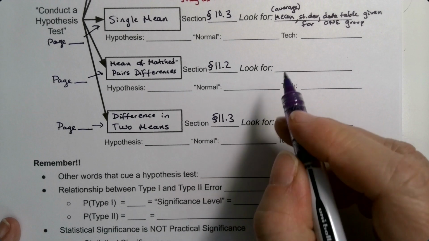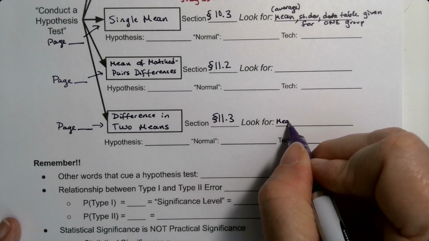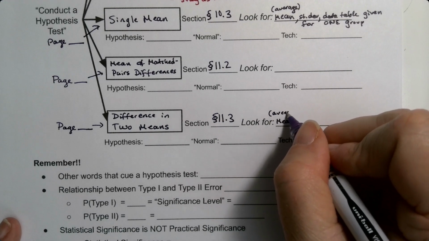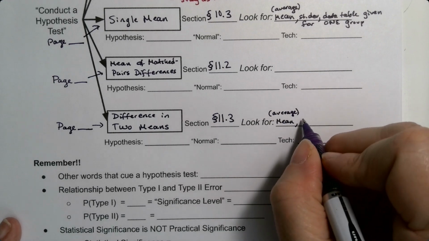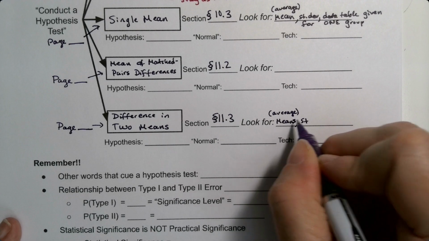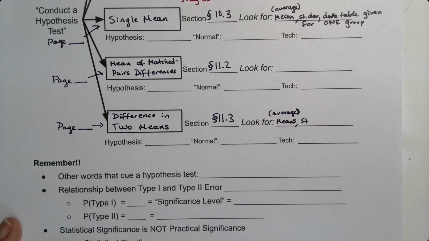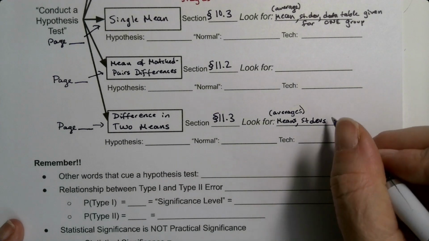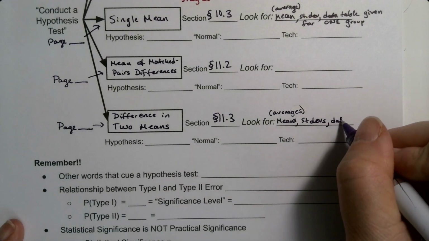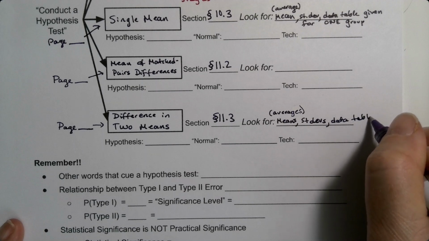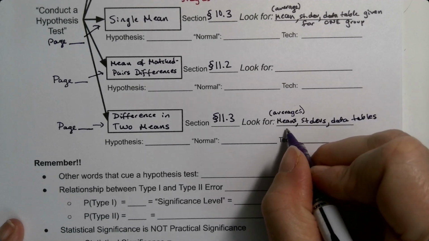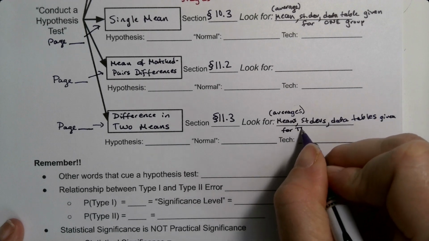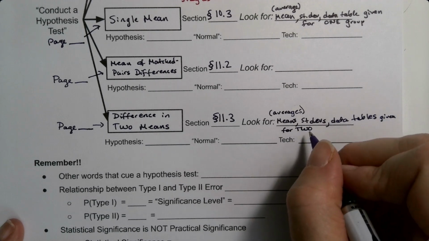The odd one out is actually the matched pairs, because matched pairs is, of course, dependent samples. And that makes it different than everything else we've ever done. So this is the average or the standard deviation. So it's means plural, averages plural. There's two of them. Standard deviations or data tables, but given for two groups. Two independent groups, two separate groups.